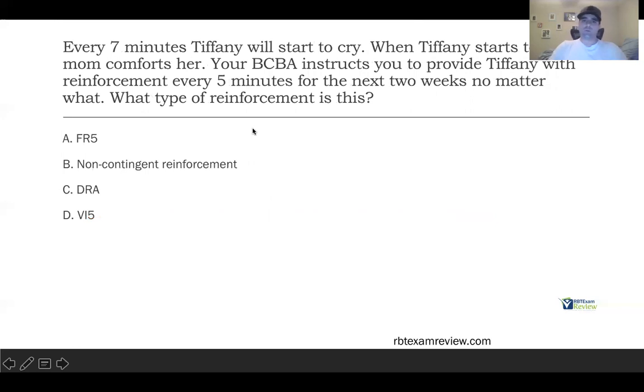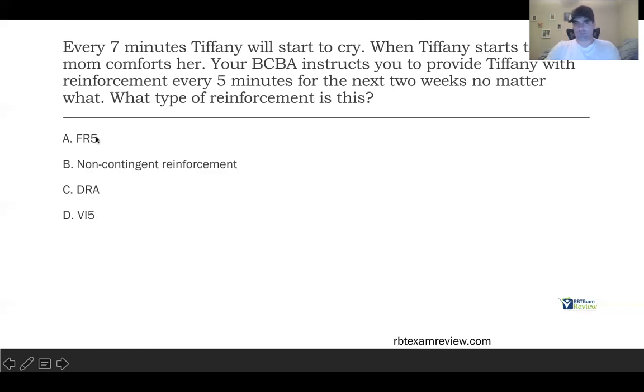Every 7 minutes, Tiffany will start to cry. When Tiffany starts to cry, mom comforts her. Your BCBA instructs you to provide Tiffany with reinforcement every 5 minutes for the next 2 weeks, no matter what. What type of reinforcement is this? All right, so interesting question here, right? Tiffany's crying, perceived function as attention. Every time she cries, mom comforts her. So every 7 minutes she cries. So every 5 minutes you're going to reinforce no matter what. Okay. So is this an FR5, non-contingent reinforcement, DRA, or VI5?